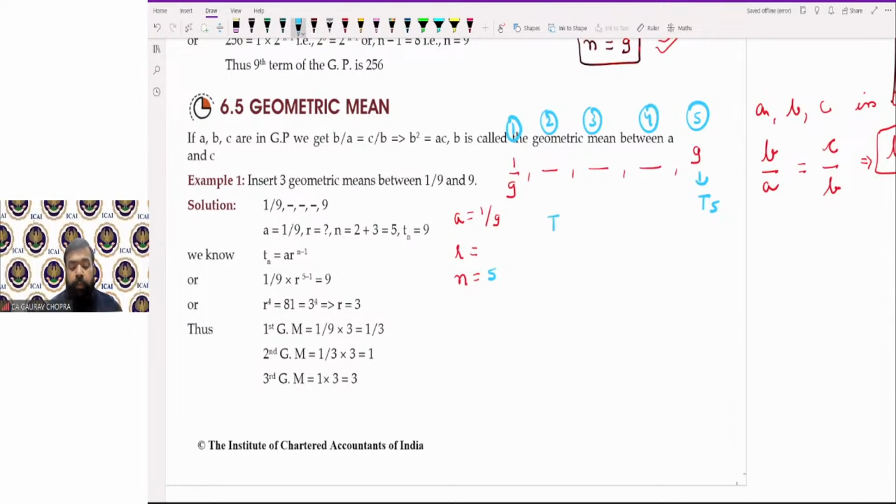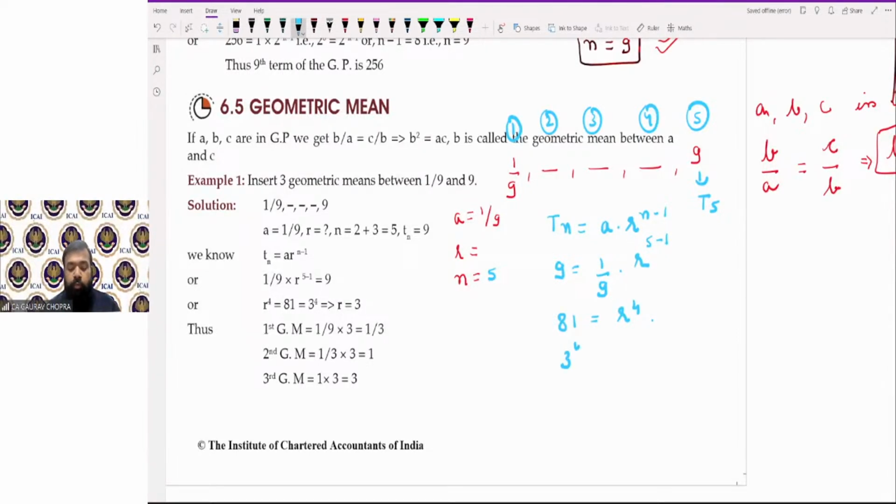Now we can apply the formula for Tn. Tn is equal to A into R to the power of n minus 1. So term number 5 is available. So we can write 9 is equal to 1 by 9 into r to the power of 5 minus 1. So on cross multiplication, 81 is equal to r to the power of 4.